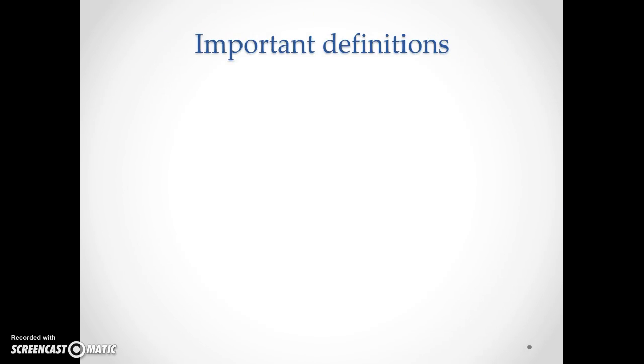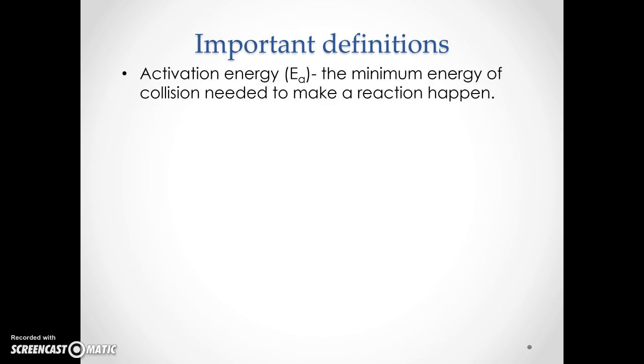Now we're going to introduce some definitions. I'm going to give you a minute to get your pencil ready in case you haven't been writing yet. This is the part you'll need to get down for definitions. The first one, activation energy, EA. That's the minimum energy of collision needed to make a reaction happen.